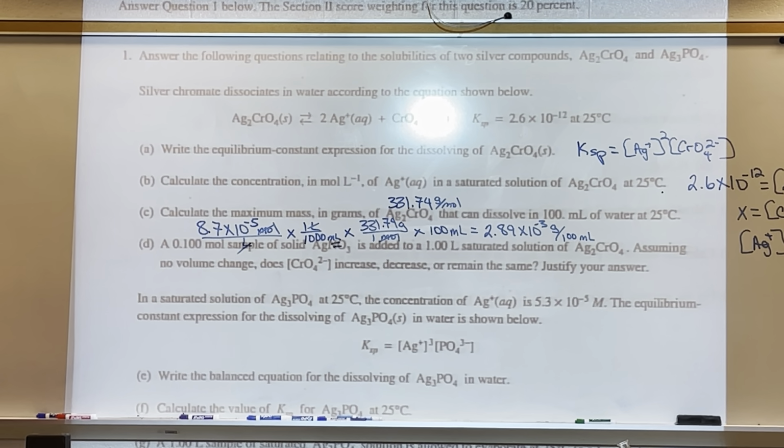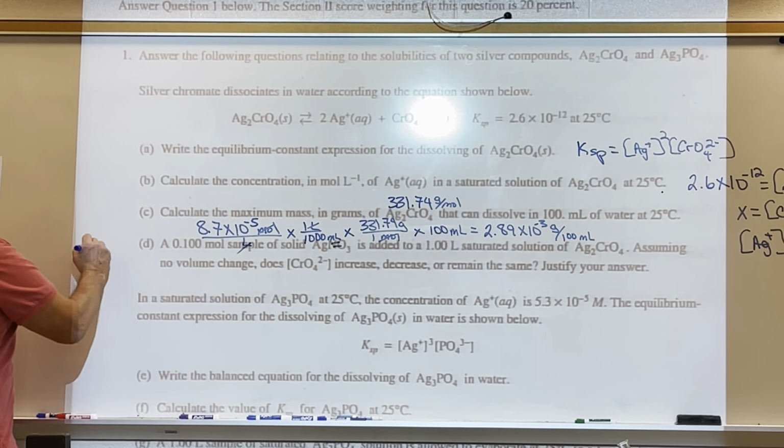Now, a 0.1 mole sample of silver nitrate is added to the silver chromate. So what type of problem is D? Common ion problem.